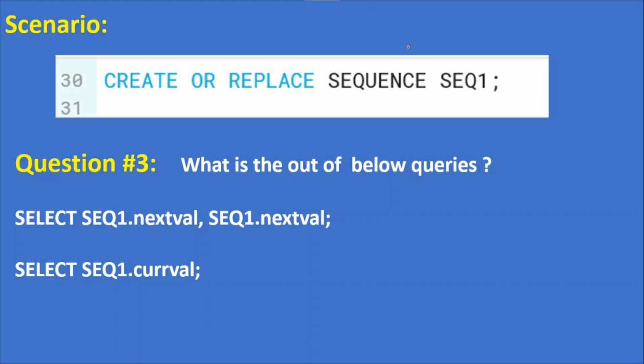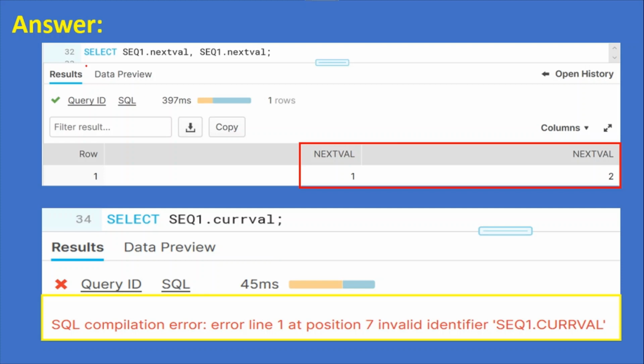Scenario 3: create or replace sequence seq1. The question is, what is the output of the below queries? Select seq1.nextval, seq1.nextval, and select seq1.currval. We will see what the output is. Both sequence names are the same, but we call it two times in the same query. So here the output would be 1, 2.